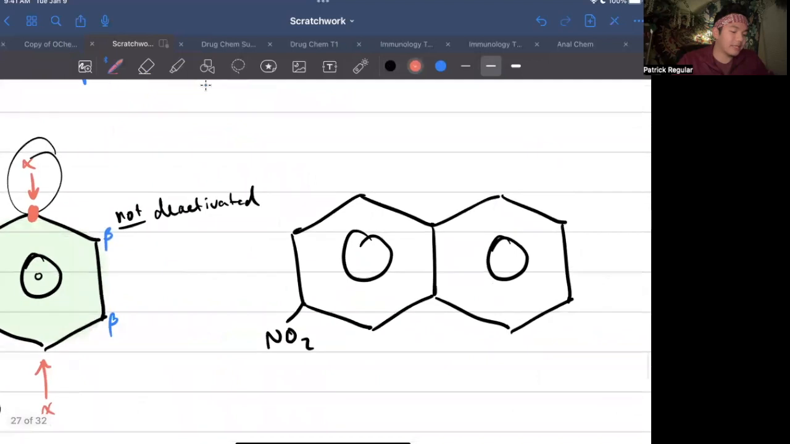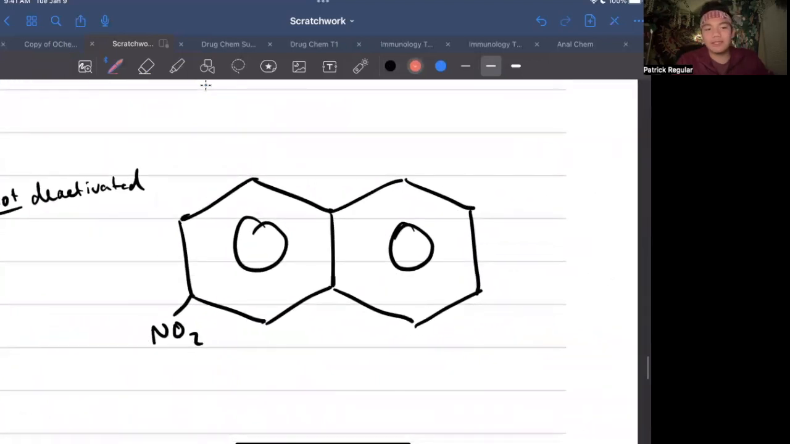Now, what if we had something in this position? All right, a relatively meta position from one of your bridgehead carbons. Now, how do we react? Well, the rules still apply. We have a deactivated ring, and then we have a ring that's not deactivated. So which one will want to react? The ring that's not deactivated, because it's a lot faster. Because the right ring, the green ring, has a monetary value of 0, while the ring on the left has a monetary value of negative 10 because it's strongly deactivated.